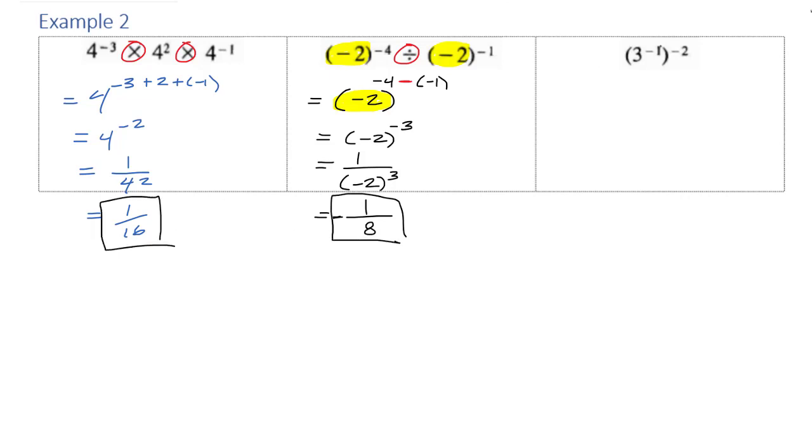All right, final one here. Again, instead of flipping, some people start flipping and flipping. No. Let's use our exponent laws first. So we did the product rule, we did the quotient rule. Now we have the power of a power rule. Remember in this case how we can multiply the exponents? So when you have a power of a power, this is 3 to the negative 1 times negative 2.